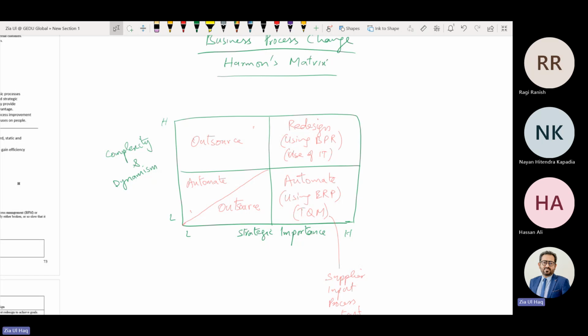Strategic importance low but high complexity and dynamism: outsource, ask others to perform because you are not expert in that. Strategic importance low, dynamism low: try to automate. But if to automate requires more cost, on cost benefit analysis, outsource. And strategic importance high but complexity and dynamism low: must automate using ERP, enterprise resource planning, and focus on TQM, total quality management, from supplier to customer at each level.